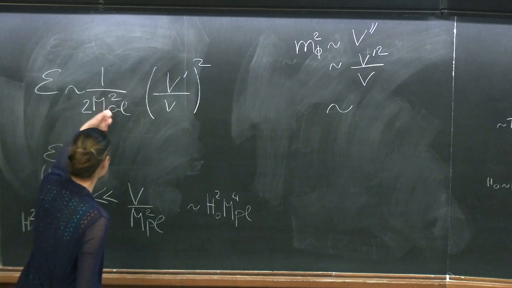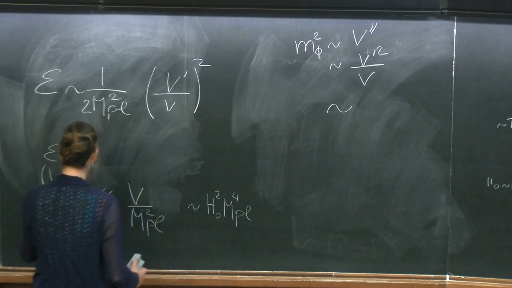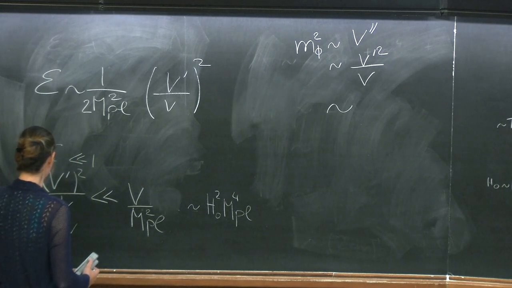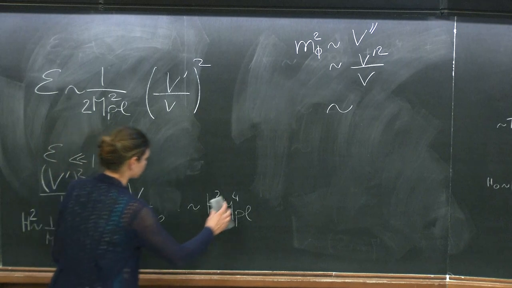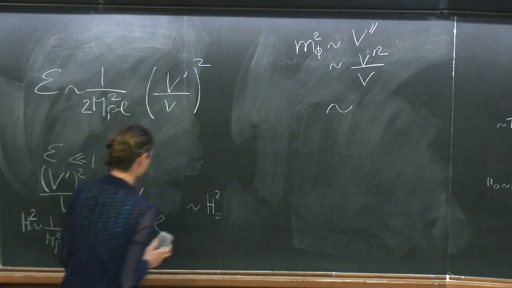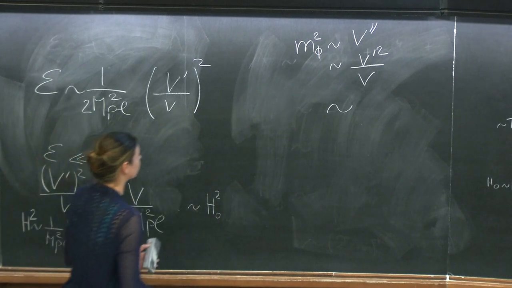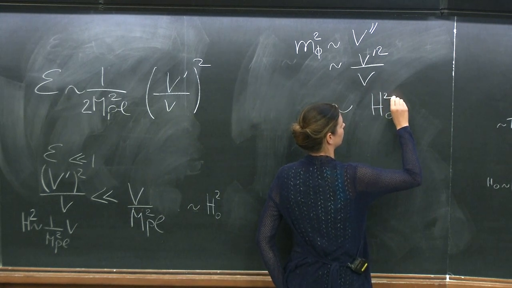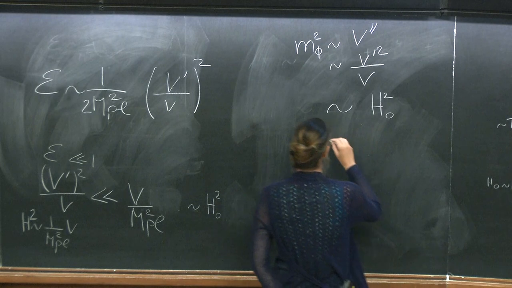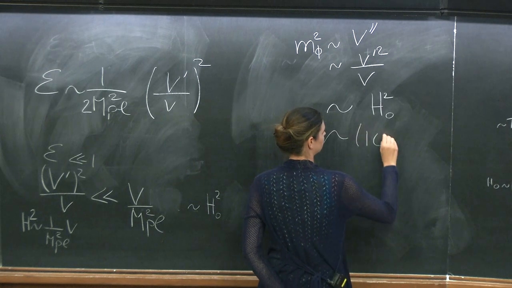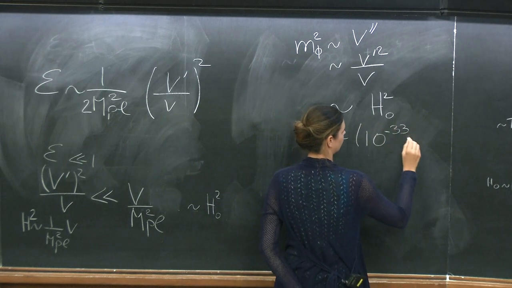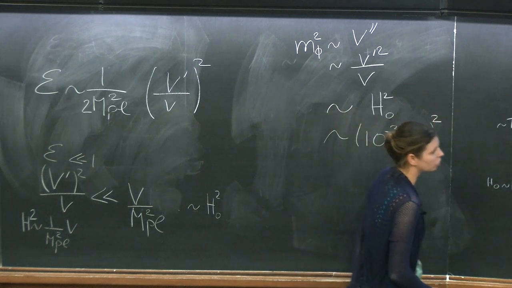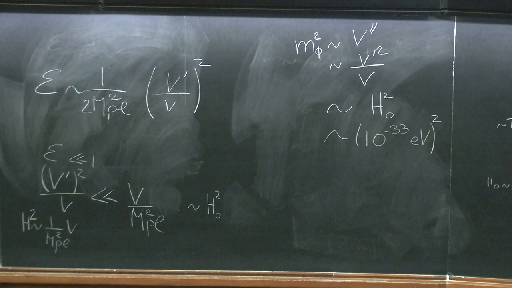I should have divided by M Planck squared, not multiplied. So this V that comes in here is equal to H squared M Planck squared. So the M Planck squared cancels out, and so I have an H0 squared here. And that gives me something which goes like H0 squared. And that we said was roughly of the order of magnitude of 10 to the minus 33 electron volt squared. So what does that mean?